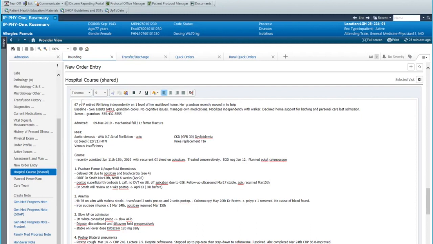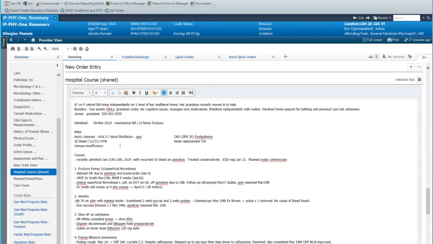So in our group, we generally want to have background information about why that patient is in here, who they are, and what type of setting they came from. So in this case, it's a 67-year-old retired female RN who lives in her multi-level home, baseline sinuses with IADLs, no cognitive issues. She uses a walker, and there's a contact, James, the grandson, with this phone number here. So this quickly tells us who the patient is. They were admitted on March 9, 2019 after a mechanical fall with a left femur fracture. Again, this is a very quick, dirty way of telling us what the patient came in for.